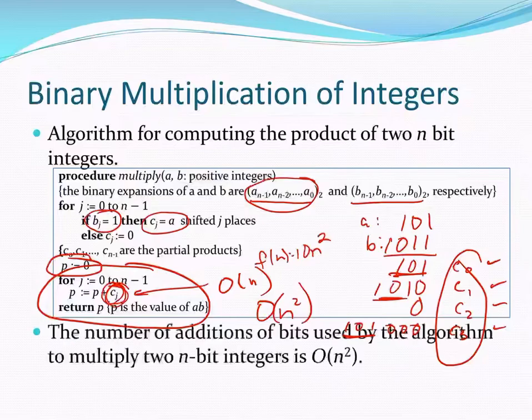Okay. All right, and that is binary multiplication and binary addition of integers and the complexity of those operations.